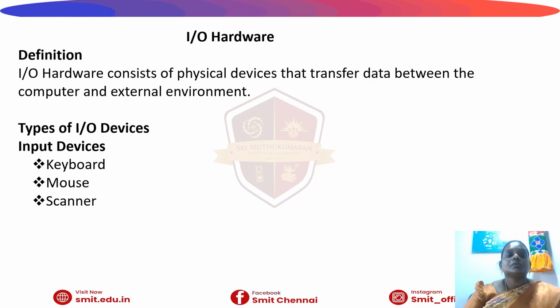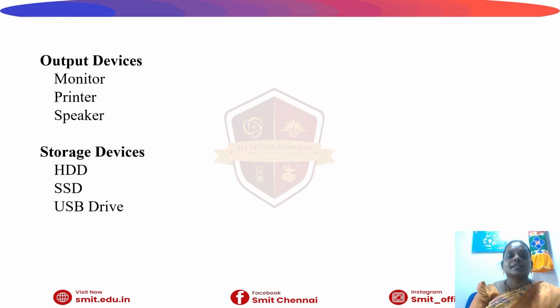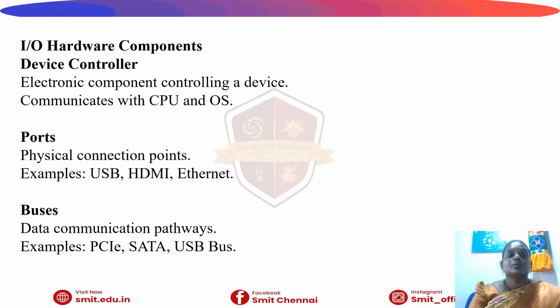And then the definition for input-output hardware: input-output hardware consists of physical devices that transfer data between the computer and the external environment. There are different types of devices: input devices are keyboard, mouse, scanner; output devices are monitor, printer, speaker; and in storage devices we use HDD, SSD, and USB drive. And input-output components are device controller, device driver, system bus, interrupt handler, etc.